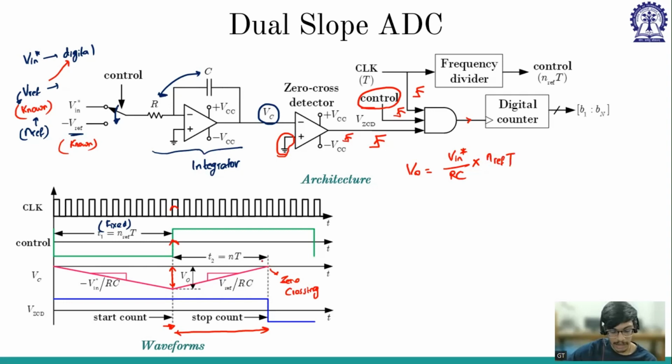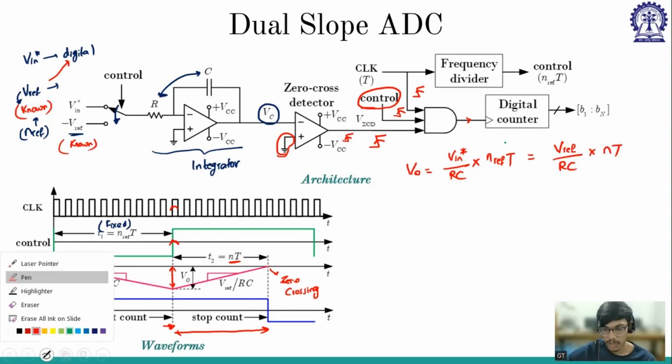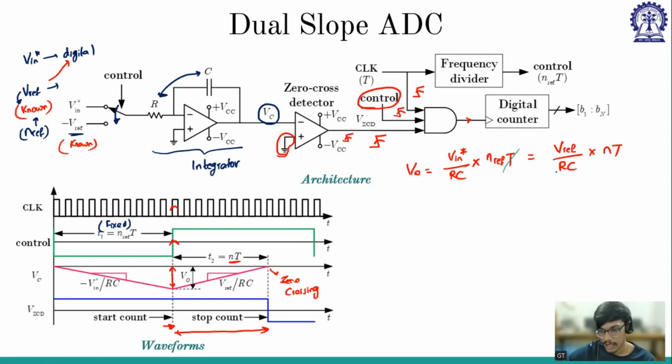Now here the time is unknown. So NT. Again, this is the height of this triangle with the slope V reference by RC, and time period say NT. I want to find N. So this is equal to V reference by RC into NT. So T and RC get cancelled. N is my unknown. So N is nothing but V in star by V reference into N reference.